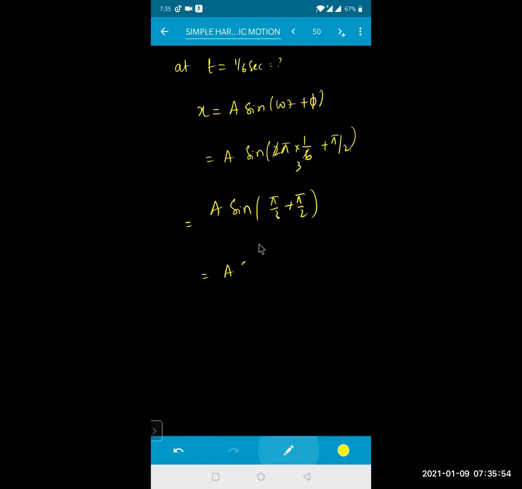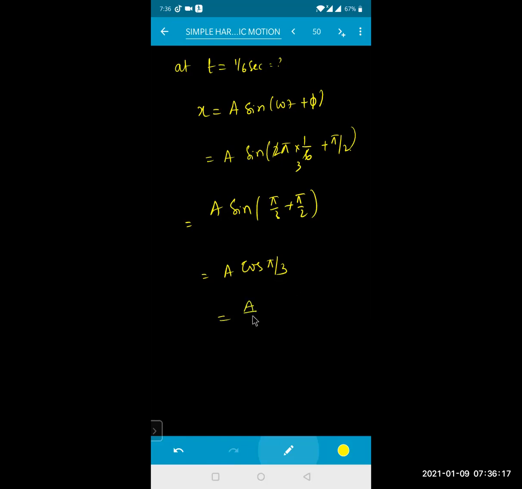A into sine of 90 plus theta gives cos theta. Here theta is pi by 3 and this is 90. So that will become A into cos pi by 3. Cos pi by 3 is how much? 1 by 2.